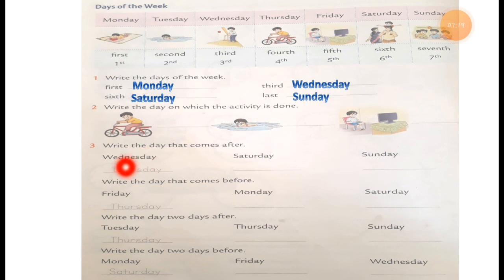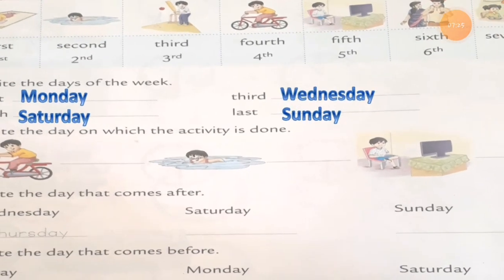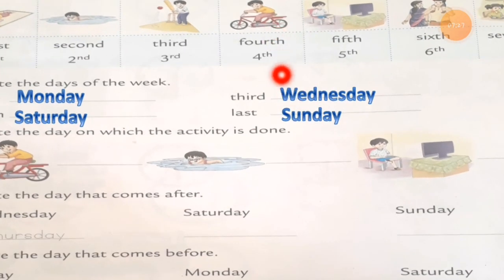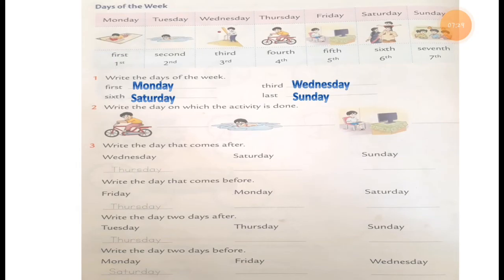Now write the day on which the activity is done. Cycling is done on which day? On the 4th day, and it is Thursday. So you have to write down Thursday here. Then swimming is on Tuesday, so write Tuesday here. Then watching TV is on the 5th day, so you have to write Friday here.